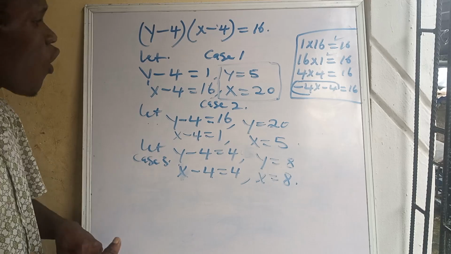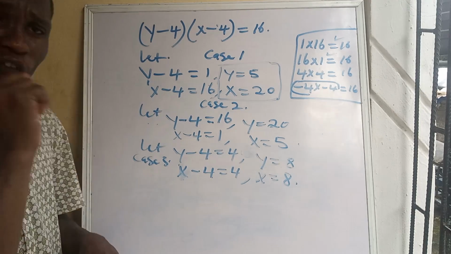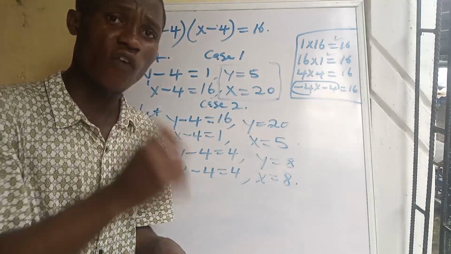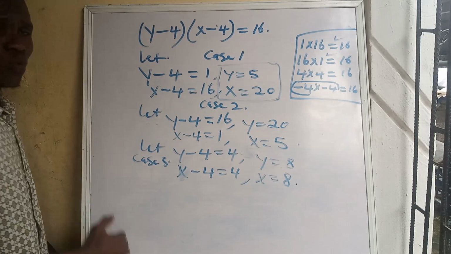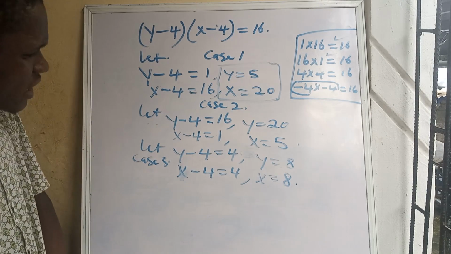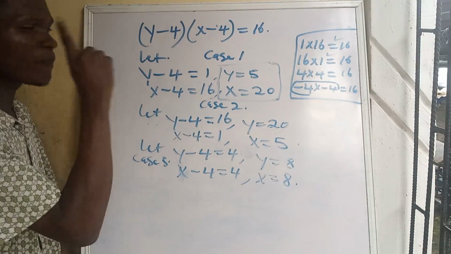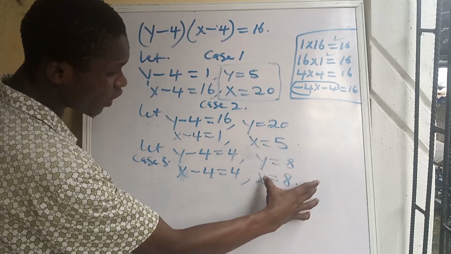So we have looked for all the positive possible values for x and y. Remember, we are following a condition, all the positive possible values for x and y. So these are all the possible values for x and y. So what then is the next thing? Since we have looked for the values of x and y, we are going to pick a case. We are either going to pick case 1, case 2, or case 3.